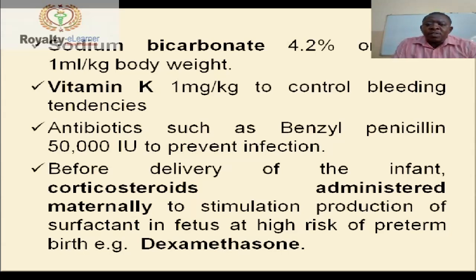Antibiotics such as benzylpenicillin, that is 50,000 international units, can help prevent secondary infections. Okay, the baby is prone to a lot of infections because of the compromised airway. So it's important that the antibiotic cover is given.